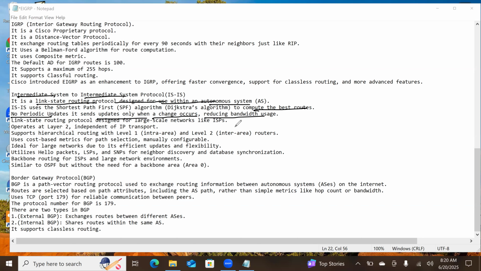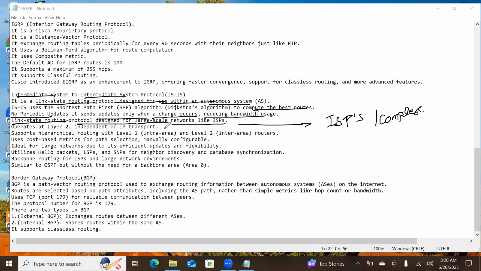For RIP, every 30 seconds it's going to use that bandwidth. Here it does not give periodic updates, it gives incremental or triggered updates. It is a link state routing protocol designed for large scale networks like ISPs. Basically this is used in ISPs or complex networks.